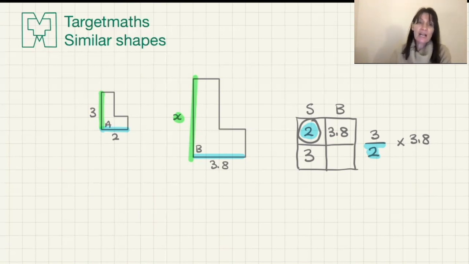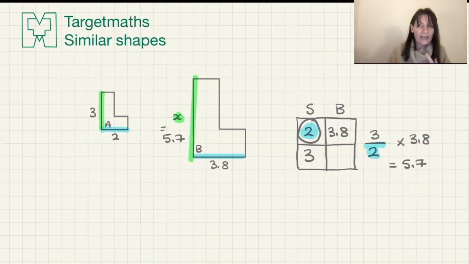But if you're on a calculator in similar shapes, this type of question is pretty much always on the calculator, unless they're really straightforward numbers. So you just pop them in the calculator and away you go. So that goes into the calculator and we get 5.7. So this missing edge is 5.7. And that is similar shapes.